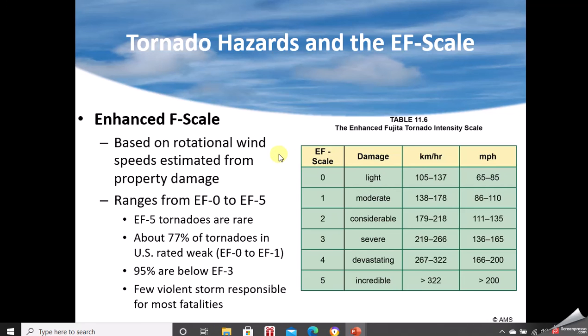And here's the scale we use. The EF scale was generated in consultation between meteorologists and civil engineers by looking at damage. Civil engineers, when they look at damage to buildings, trees, can estimate the force that occurred. And they related that to wind speed. And we were able to take that then, make a scale of wind speed, and relate it to damage.